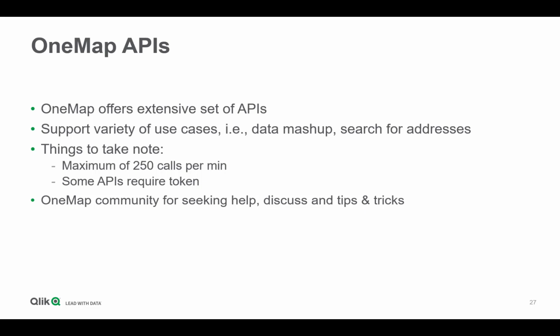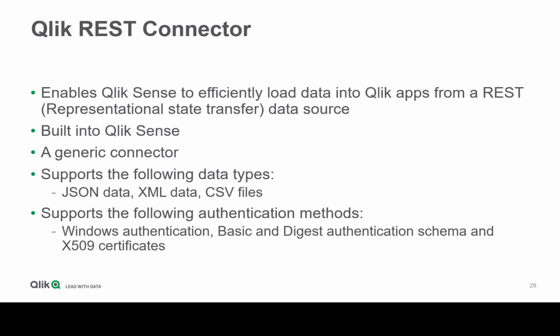SLA has set a maximum of 250 calls per minute. If you are pulling a big data load, do remember to split them up into batches. Some APIs require a token. In order to get the token, you need to register a free account with OneMap and follow the instructions on how to obtain a token on their website. Do check out the OneMap community forum where you can seek help, discuss, and find out the tips and tricks about OneMap. In order to work with OneMap APIs, we will need to use the Qlik REST Connector.